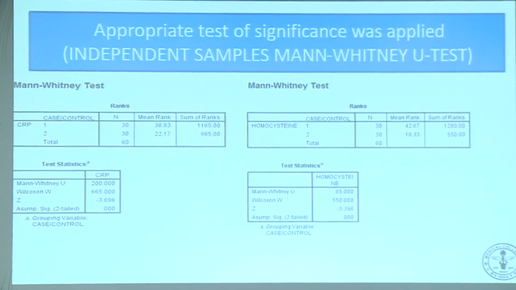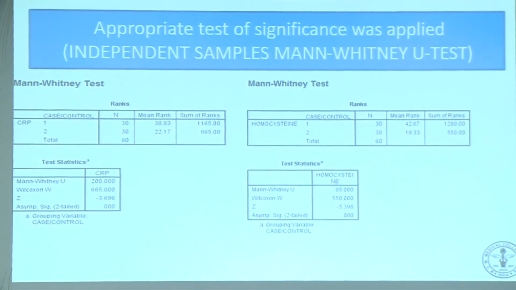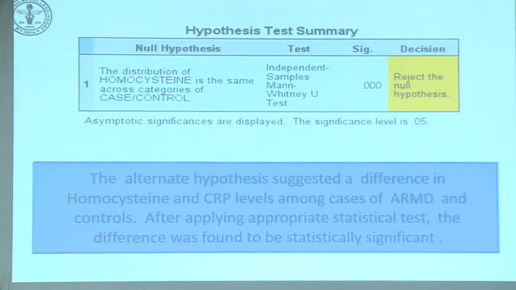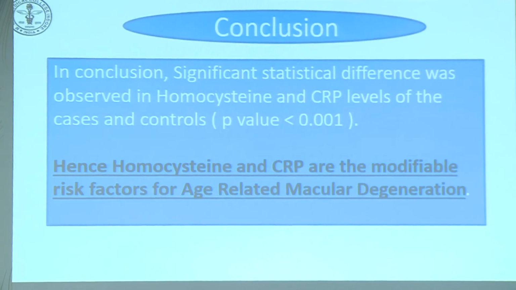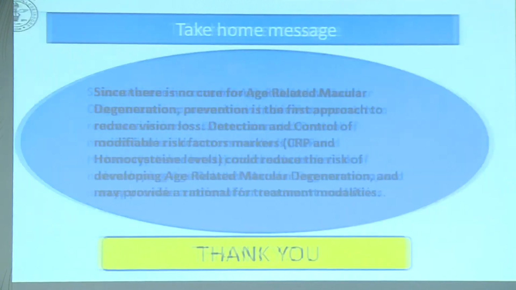Appropriate tests of significance were applied: independent samples Mann-Whitney U tests. The hypothesis test summary: the alternate hypothesis suggests a difference in homocysteine and C-reactive protein among cases of AMD and controls. After applying an appropriate statistical test, the Mann-Whitney test, the difference was found to be statistically significant. In conclusion, a significant statistical difference was observed in homocysteine and C-reactive protein of the cases and controls, as homocysteine and C-reactive protein are modifiable risk factors for AMD.